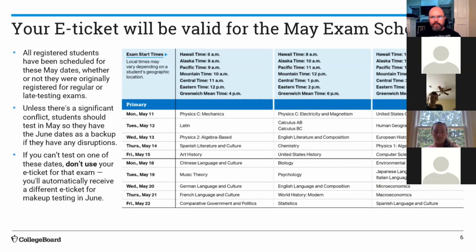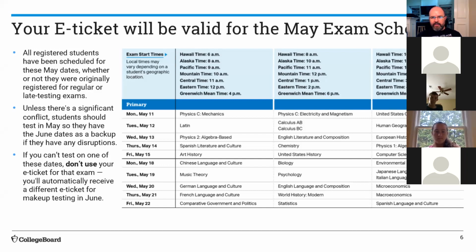So if there's a problem, a technical glitch, your computer disconnects, you can't access your ticket, you've got a backup date in June. If you plan on trying to take it in June and something goes wrong, you're out of luck. There's one shot worldwide. Everybody in the world is taking these exams at the exact same time. If you can't use one of these dates, don't use your e-ticket for the exam. You will receive a different e-ticket for the makeup testing in June. So they will automatically, you got your ticket, you save it, don't use it, you're going to get a rescheduled date.